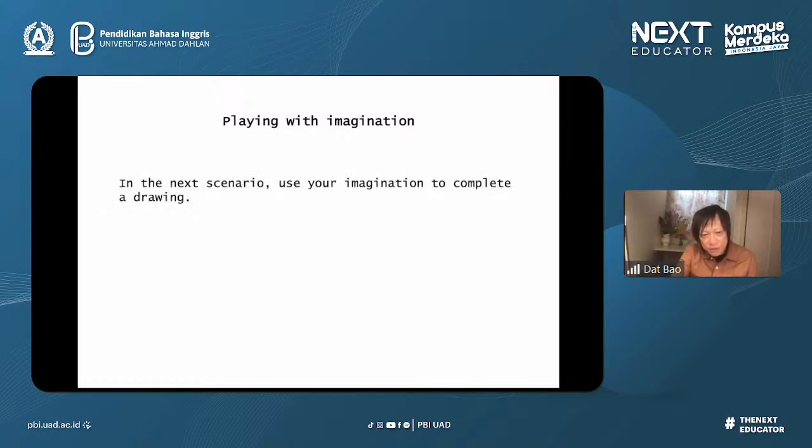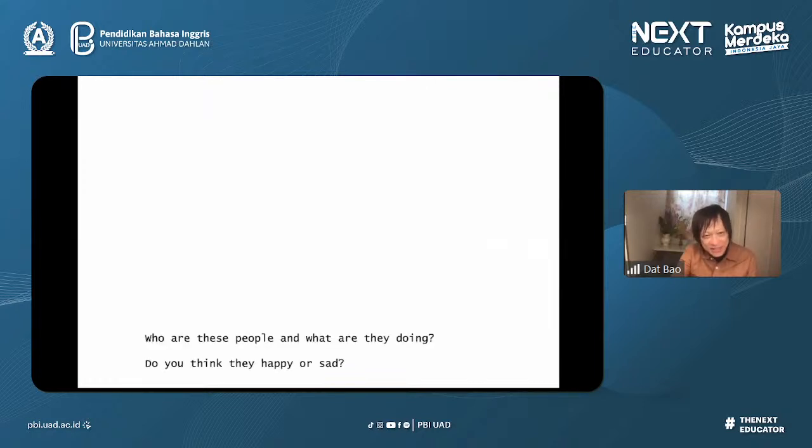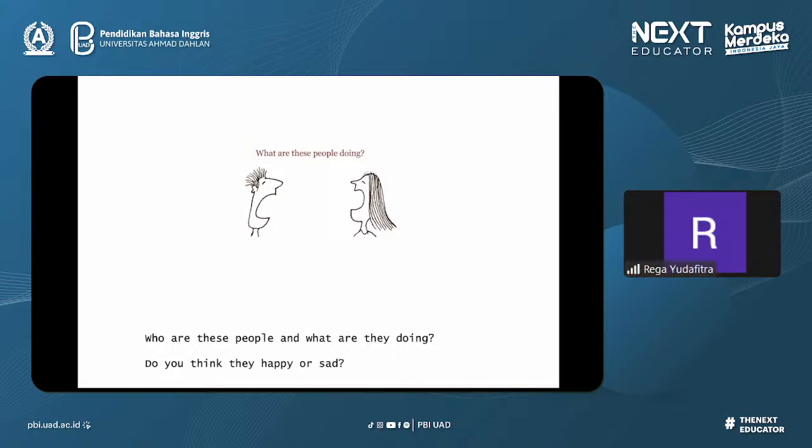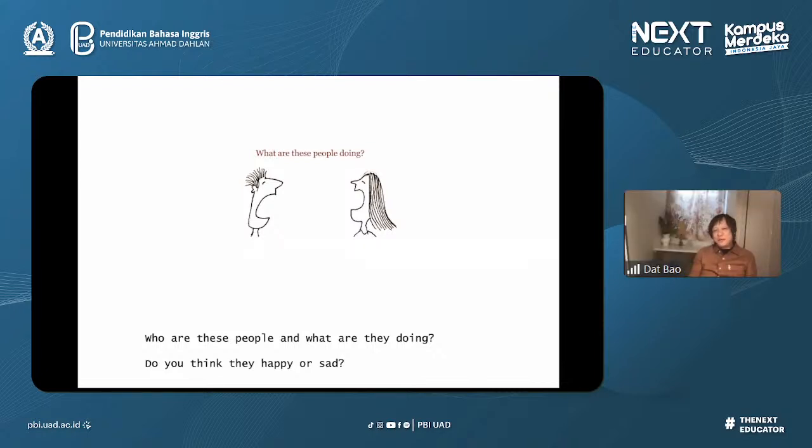Sometimes you can give children not one person, but half a person, and then let them explain. Yeah. Okay, so this is an example of half a person. These two people are doing something that we don't know. Can you look at this picture and tell me if these two people are sad or happy? Anyone? I think they're just yawning. Yeah, they're just yawning. They're not sad, they're not happy.